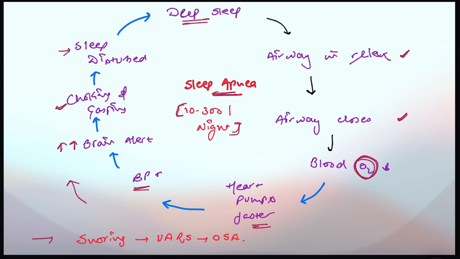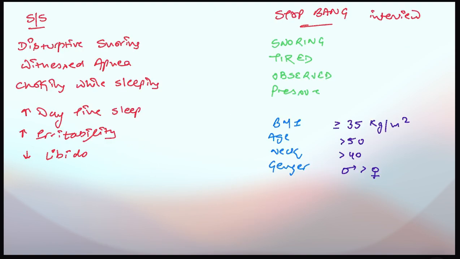So next, coming to the spectrum of disorders, first snoring is seen, then the upper airway resistance syndrome, and finally the obstructive sleep apnea. Coming to the signs and symptoms, as we have seen in the definition there will be disruptive snoring, witnessed apnea, choking while sleeping, and increased daytime sleepiness, irritability will be increased, and loss of libido, that is the sexual desire, will be decreased.